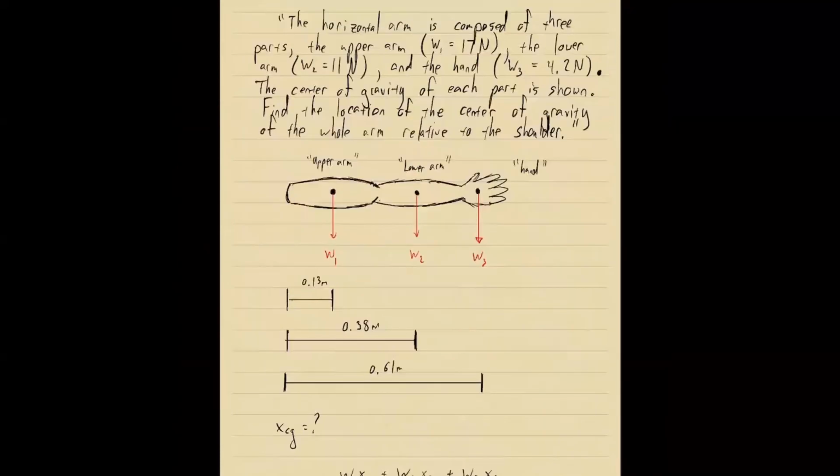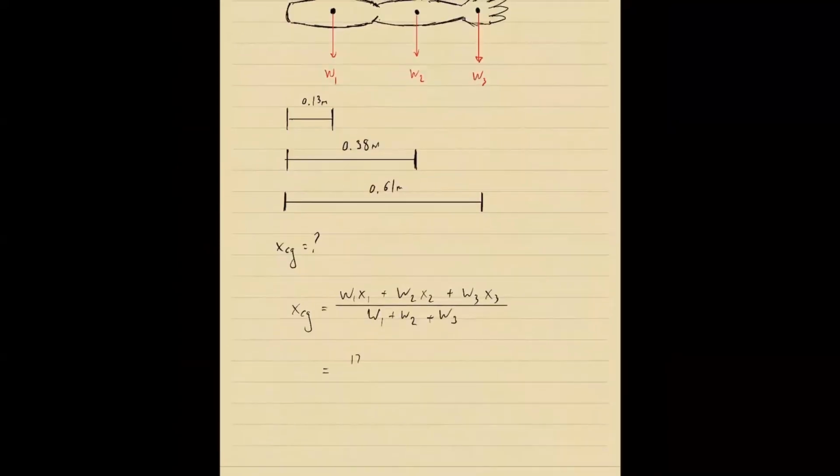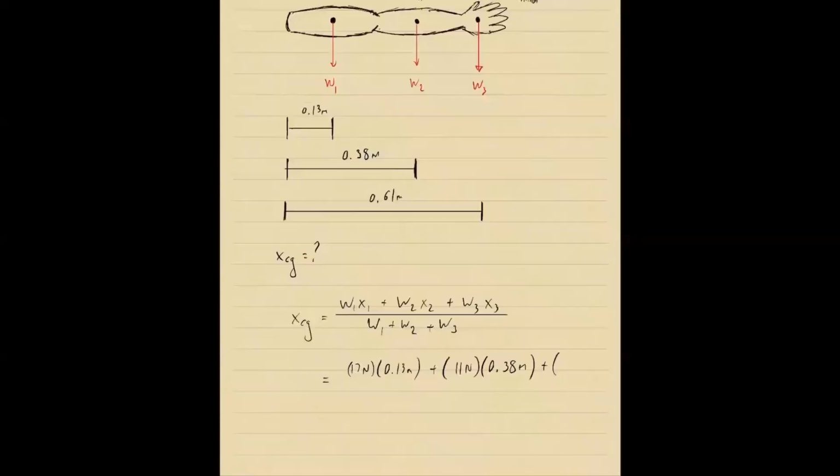All right, so this is it. So W1 has a magnitude of 17 newtons. So this is going to be 17 newtons times its distance away from the shoulder, which according to the problem is 0.13 meters, plus the weight of the lower arm, which the problem tells us is 11 newtons, and that acts at a distance of 0.38 meters away from our shoulder, plus the weight of our hand, which is 4.2 newtons, and that acts at a distance of 0.61 meters.